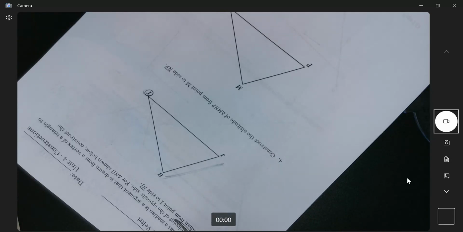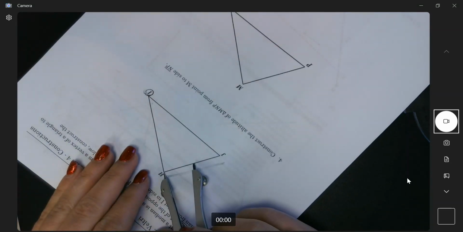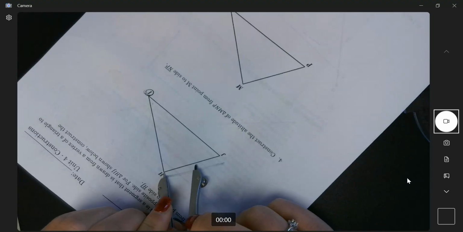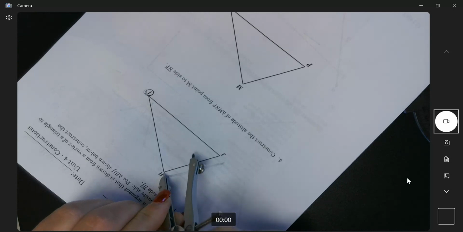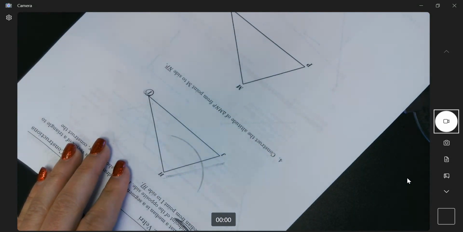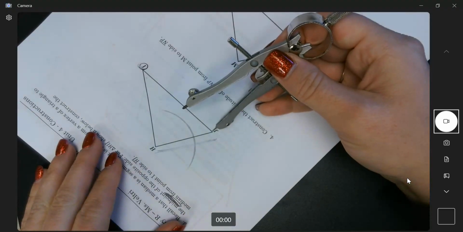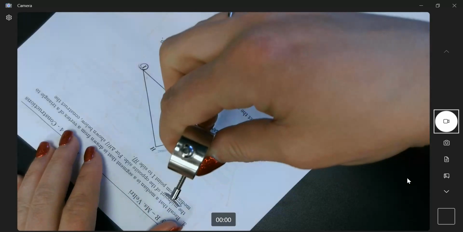What you're going to do is take your compass and place the point of it on either H or J. It doesn't matter which one you start with. I'm starting with H, and I'm going to make sure that the compass is stretched a little bit more than halfway through that segment. Then I'm going to make an arc above and below, just like that. Then keep it stretched the same and do the same thing from the other side. So if I started on H, I'm now going to put the point of my compass on J and do exactly the same thing.